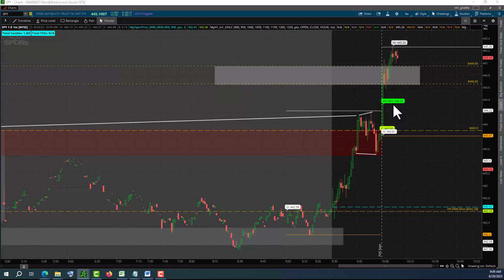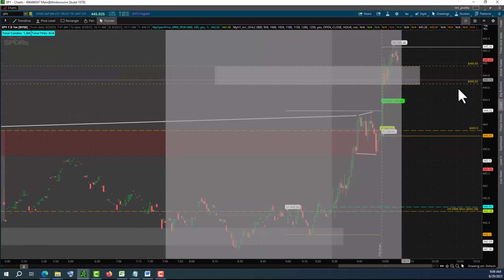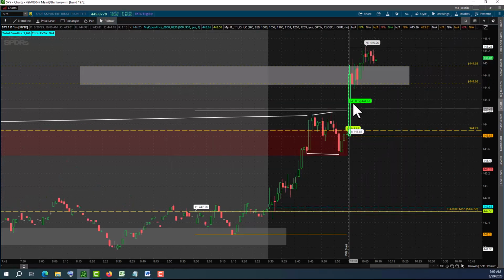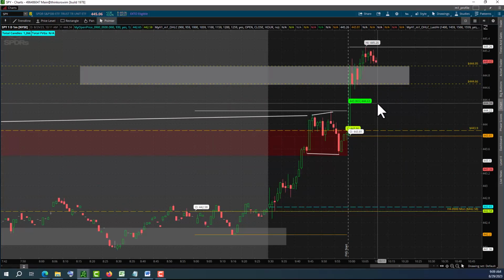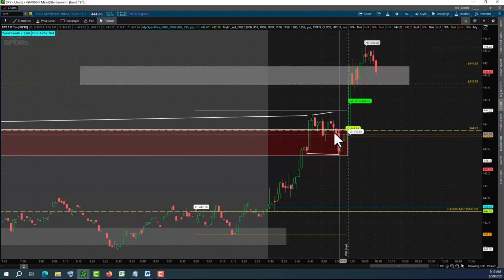So we have a huge fair value gap right here. I think it may retrace back to retest the fair value gap. Yeah, earlier we wanted to say, oh yeah, we want to go short right here, but it's not. It's a retracement or retest to go long.